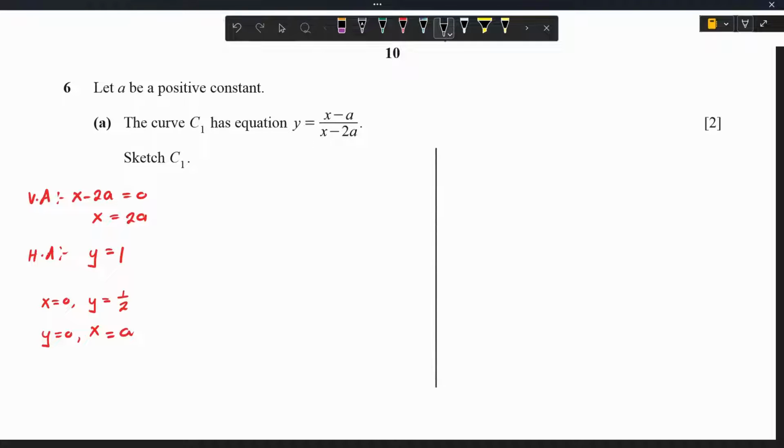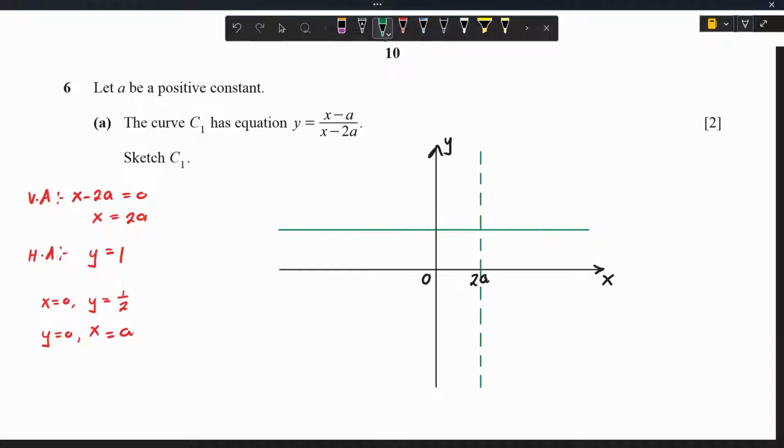So I have the axes. This is the vertical axis, and this is the horizontal axis, with the origin here, y-axis, x-axis. The vertical asymptote is x = 2a. So I will have the vertical asymptote being a vertical line going like this, and it intercepts at 2a. Then the horizontal asymptote is at 1, so a horizontal line going like this. So here we have a 1.